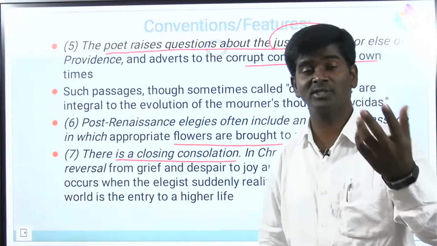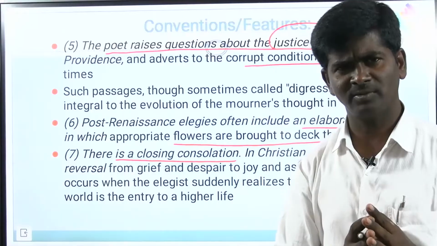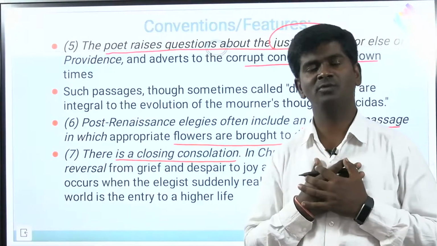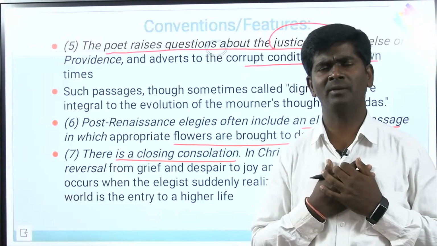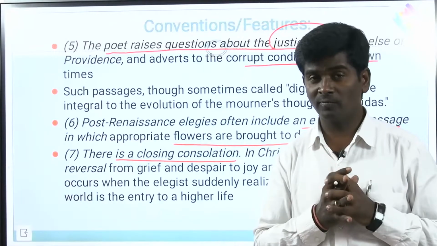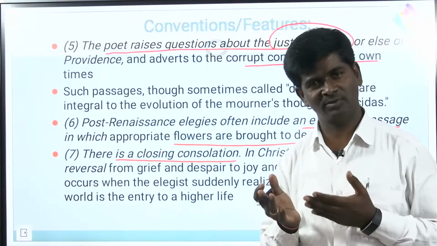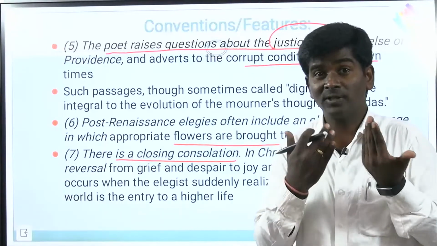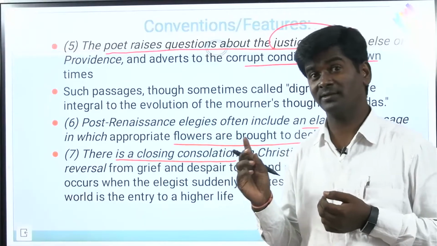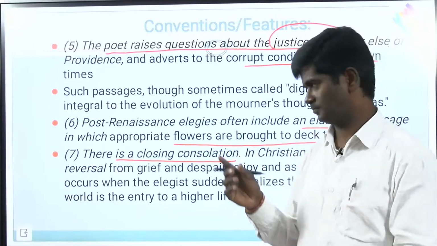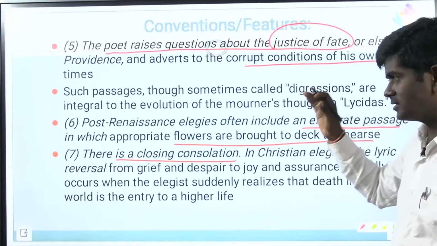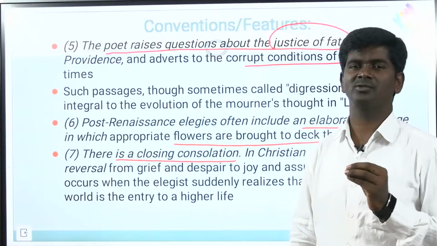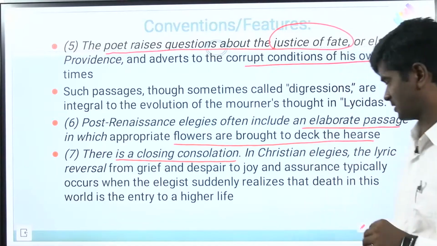There is a closing consolation, which means the person is dead. Is it possible for you to bring back the person? No. And they will console themselves. Okay, the person is dead. We are not going to bring him back. And only God will take only good people. As he was good, he was taken to the heaven. So people, they console themselves. So there is a closing consolation at the end of an elegy. Seventh, and these are major important characteristics of an elegy. Remember, my friends.